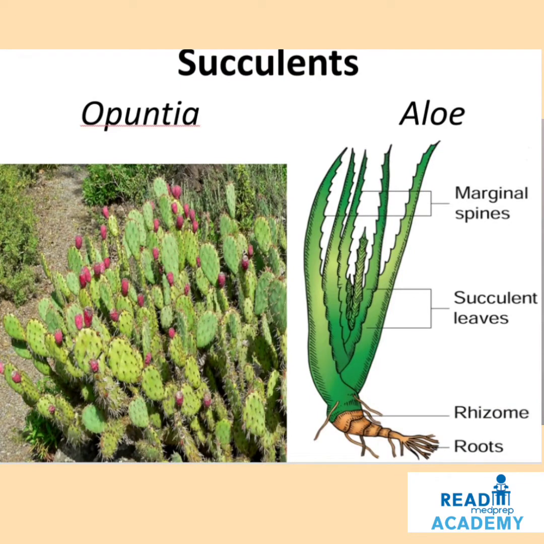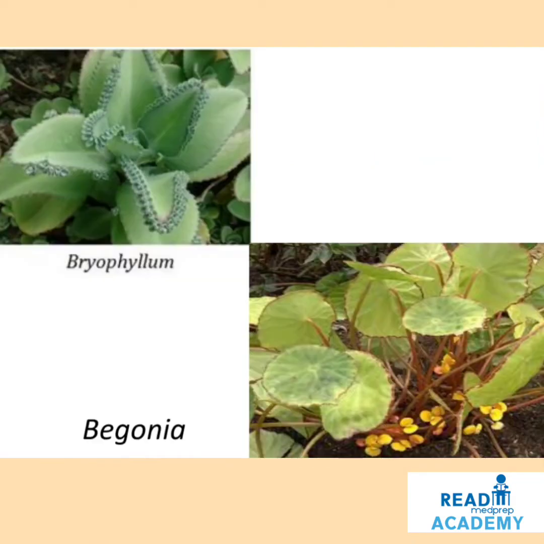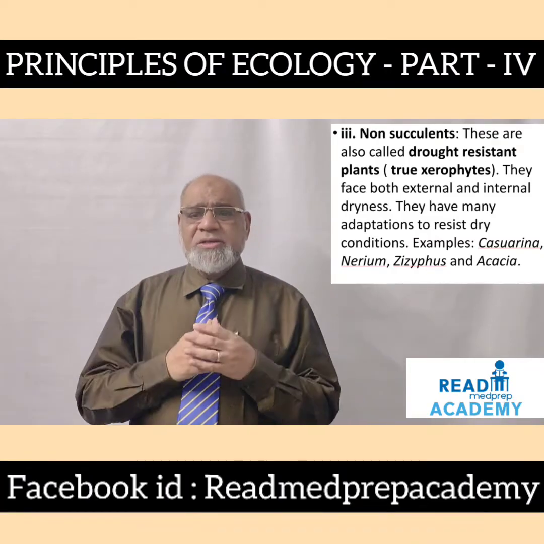Here in this slide you can see the plant Opuntia on the left side, and you can see the plant of aloe on the right side with the rhizome, the roots, and the succulent leaves, and the leaves having marginal spines. In the image above you can see the bryophyllum, and the image below you can see the begonia leaves. Now, what are non-succulents?